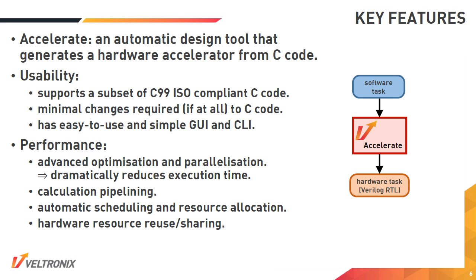The RTL that Accelerate generates has the following features. Accelerate produces an efficient accelerator with low execution times and high data throughput through optimization and parallelisation. Operation scheduling and resource allocation, both of which are steps required in hardware design, are done automatically. The generated accelerator shares hardware resources between commonly occurring operations in order to reduce resource utilization. It's worth noting that the extent of parallelisation and resource sharing can be adjusted by tweaking Accelerate's parameters.